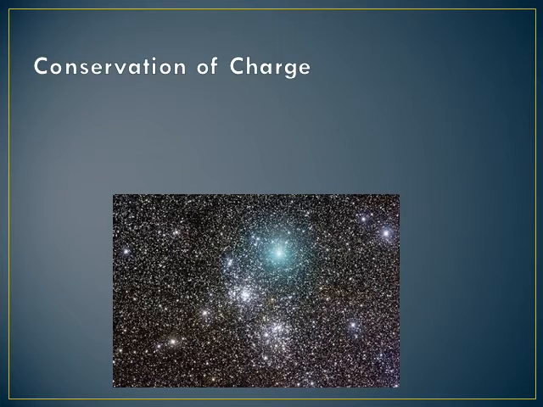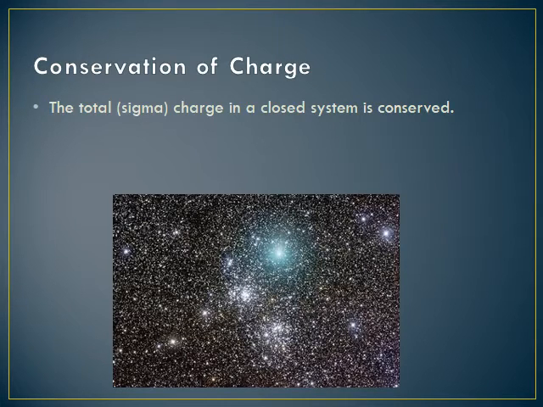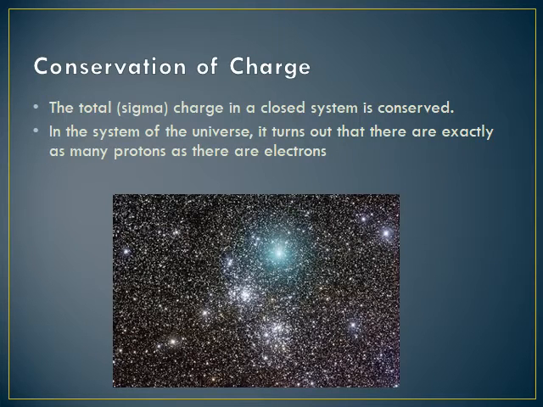Charge is a conserved property, just like mass and momentum that we learned about, and energy that we learned about earlier this year, which means that the total, or the sigma, charge in a closed system is going to be the same over time. In our universe, it turns out that there are exactly as many protons as there are electrons. This is some crazy coincidence that physicists are debating over the reason why this must be, but in any case, we know it's true.